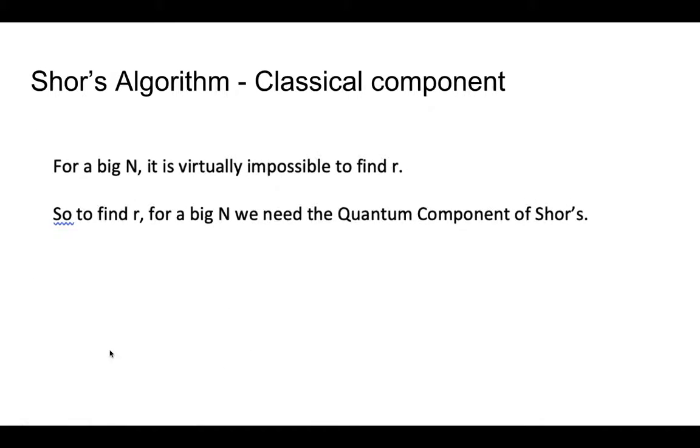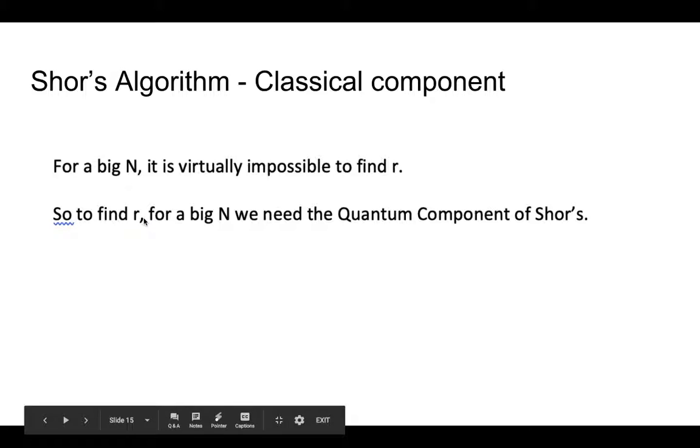But it's not so easy when you have a big N. And that's how it is in the real world. So to find r, the period, for a big N, we need the quantum component of Shor's.